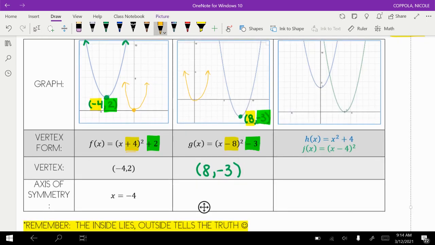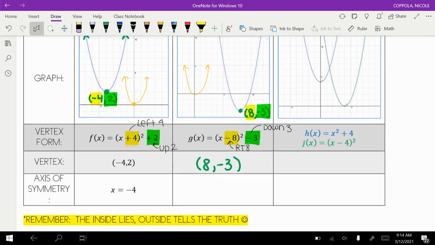So I can formulate a summary here. When I'm looking at the vertex, the x-coordinate of the vertex seems to be on the inside, but with the opposite sign. The inside is lying to me. Here I've got a horizontal shift: I moved it left 4, and then it moved my vertex up 2. With this one, the -8 moved my graph to the right 8 and then down 3. So the inside is lying and the outside seems to be telling the truth. I've written that right below here.